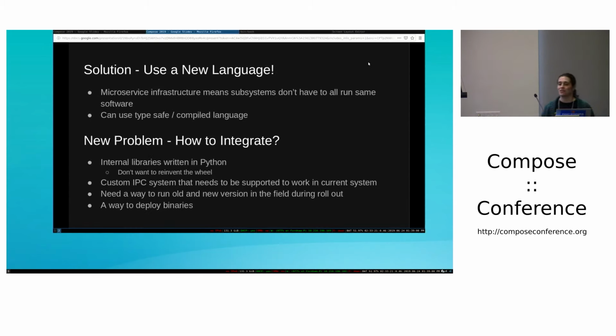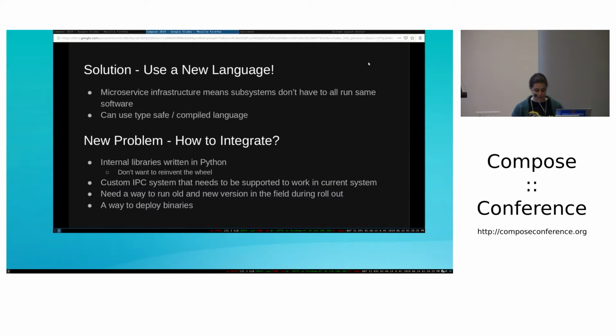Okay, so like we talked about, our solution was to have a new language. Not a surprise. The one advantage to having the microservice infrastructure was that we could substitute subsystems with a new language, and it would just work within the system with just the IPC system.